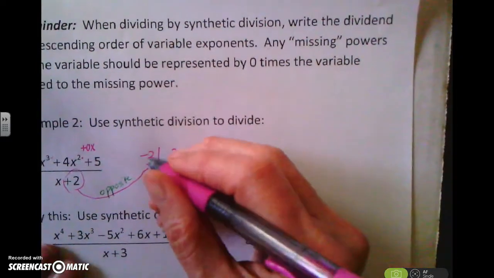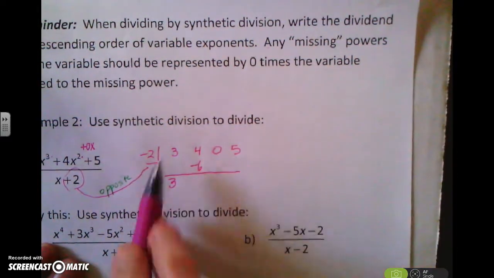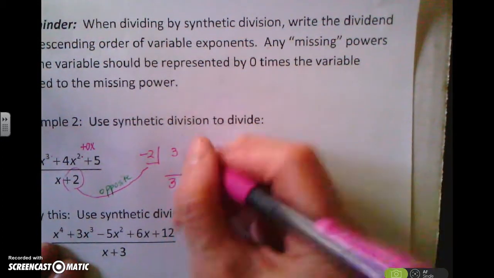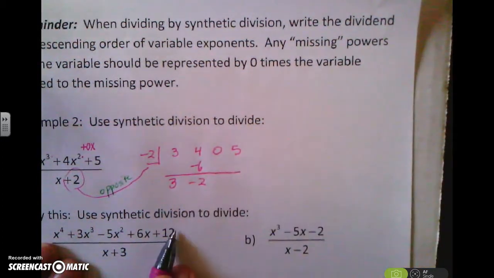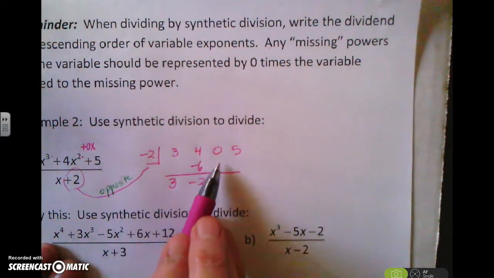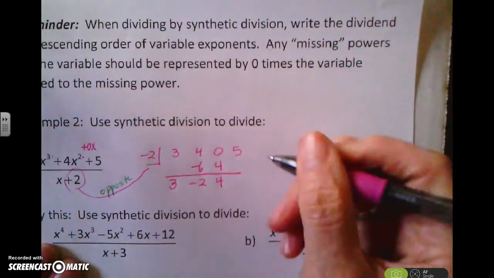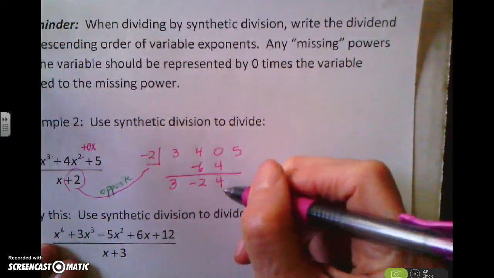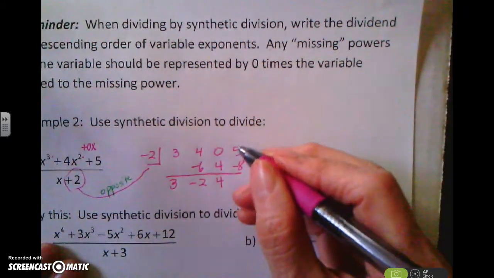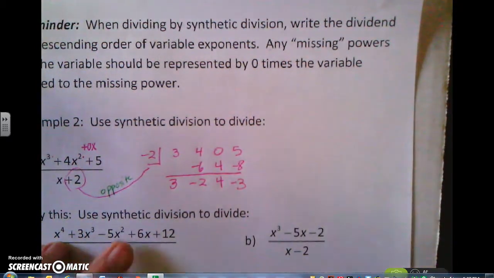Then I will multiply, so negative 2 times 3 is negative 6. So multiply, place your answer here, add, get negative 2, put your answer there, then multiply negative 2 times negative 2 is 4, write your answer here, and then 4. And then negative 2 times 4 is negative 8. Add 5 plus negative 8 is negative 3.